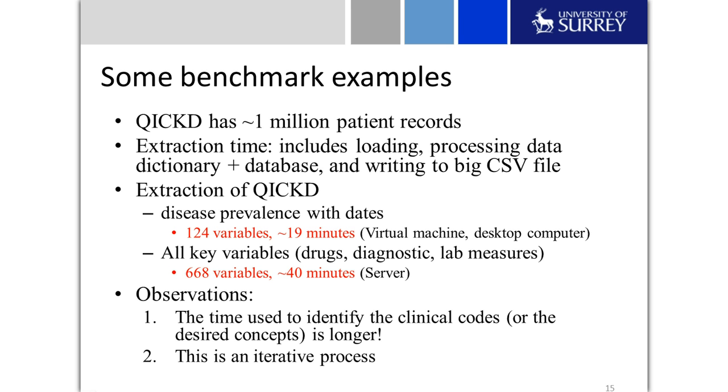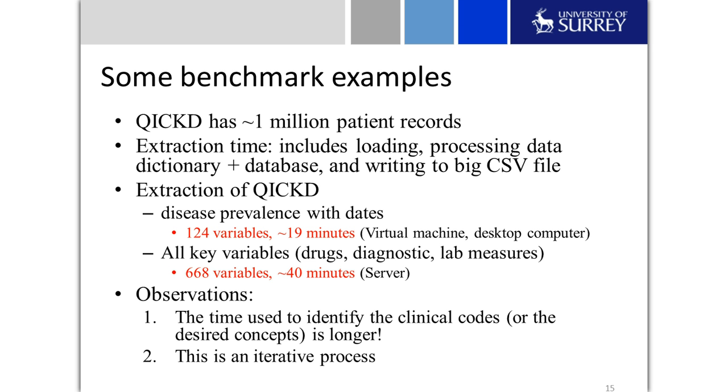So I use the QICKD, which is the Quality Improvement Chronic Kidney Disease dataset, which has 1 million patient records, to benchmark the two workflows. The data extraction time would include loading, processing the data dictionary and database, and writing to the big CSV file. We did two data extraction case studies. The first one is disease prevalence with dates, and the second one we extract key variables into a big table.